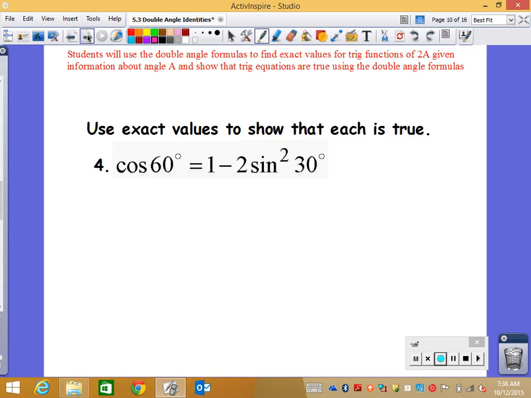Alright, so let's use exact values to show that one of these identities works. One of the cosine double angle theorems. Well, what's the cosine of 60? That's just 1/2. If you need some special triangles, it's okay. Equals 1 minus 2. What's the sine of 30? Just 1/2 squared, because it's sine squared of 30. So let's see what I have on the right here. 1 minus 2 times 1/4. This just becomes 1 minus 1/2, or 1/2. Well, how about that? Works out.